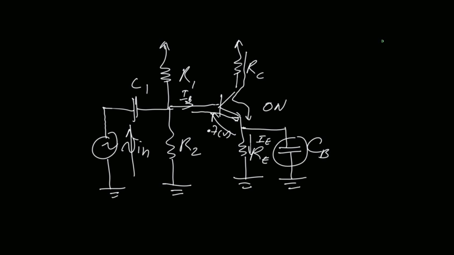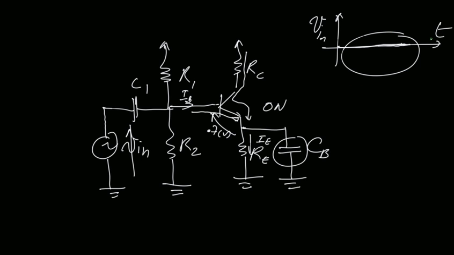If VIN, for example, is just a flat line over time, there's nothing at VIN. It is not going up or down, so there's nothing to amplify. This is what this line means: VIN is a flat line. The transistor still consumes power, and that is a problem.